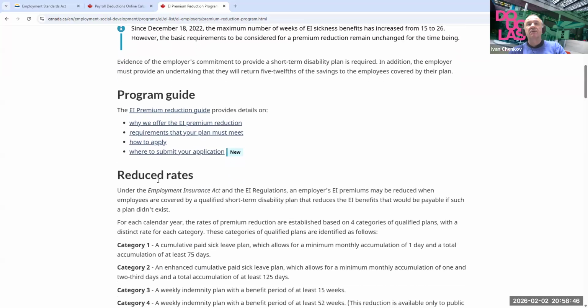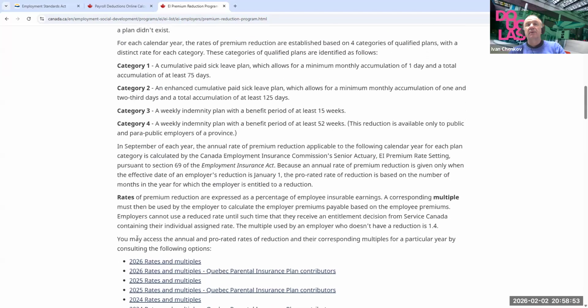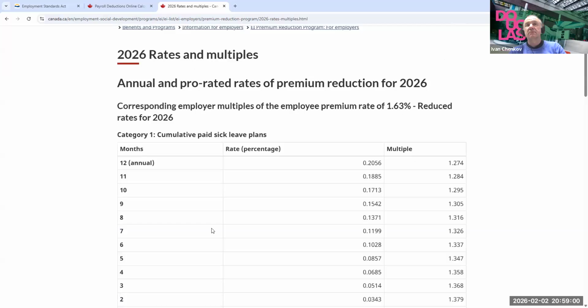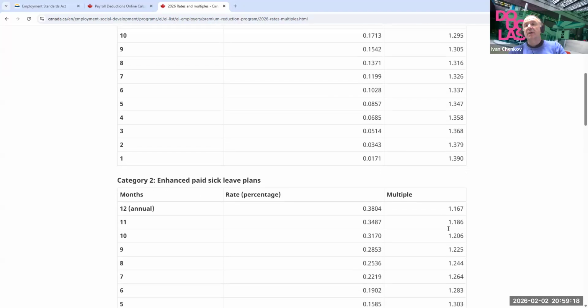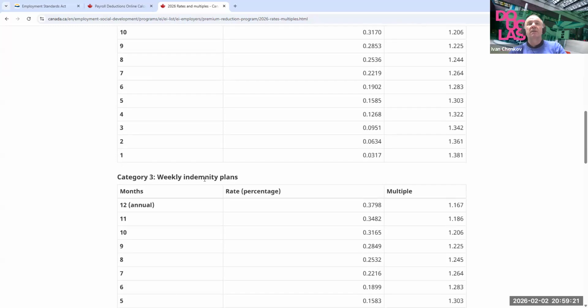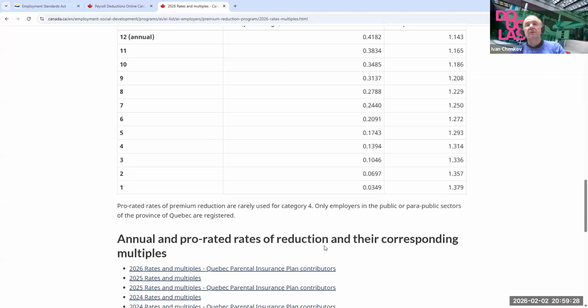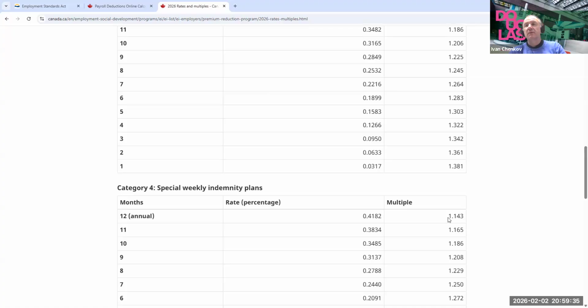And then you're going to have the program guidance, reduced rate categories. You have different categories: Category 1, 2, 3, 4, and the rates and the multipliers. If you click here, you're going to see the multipliers. As you can see, the multiplier is not 1.4, it can be lower. If you're in category 1, cumulative paid sick leave plan, enhanced paid sick leave plan. If you're providing the weekly indemnity plan, that's the rate. And if you're applying the special weekly indemnity plan, that's the rate. And that's how they go. So basically, I don't see any way to get a one-to-one ratio.